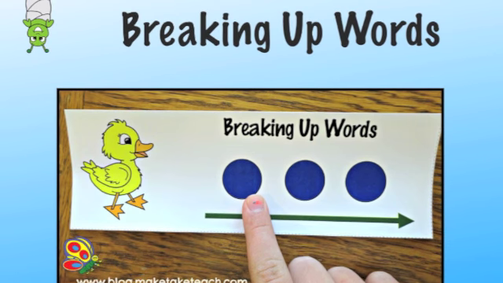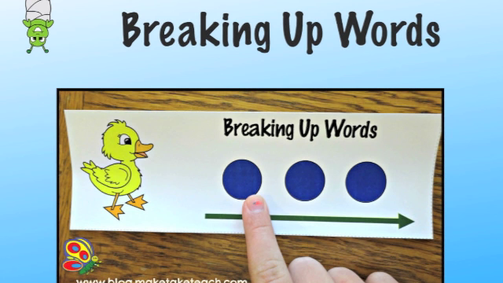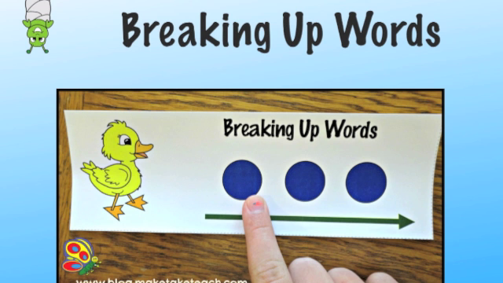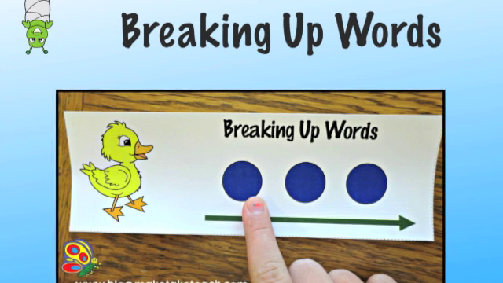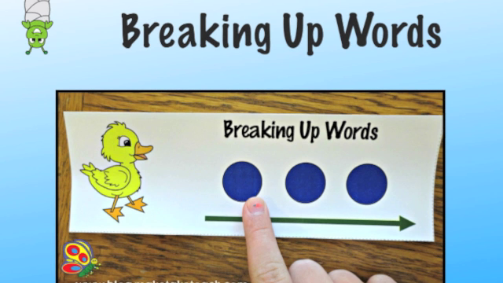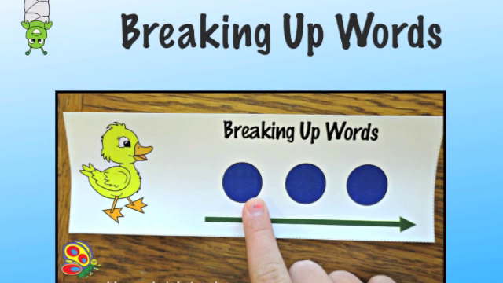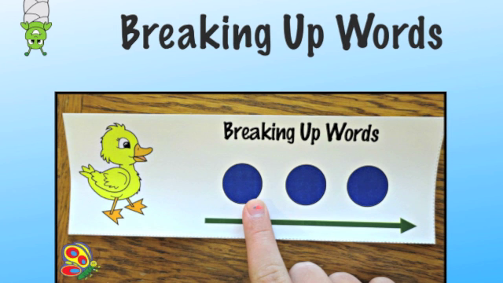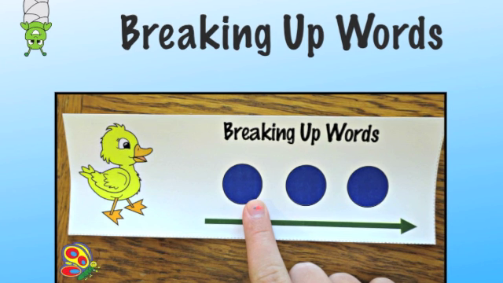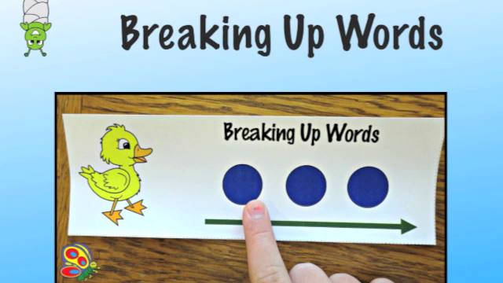So if we're introducing this activity to a student, we want to follow the I do, we do, you do method. So we would introduce this activity by first saying, we're going to be saying sounds in words. For each sound, we will touch a dot, and then we will blend the word back together as we move our finger along the line. Watch me. Duck, d, a, k, duck.